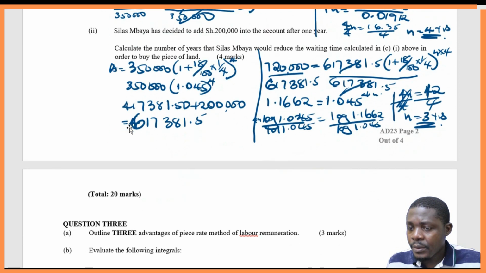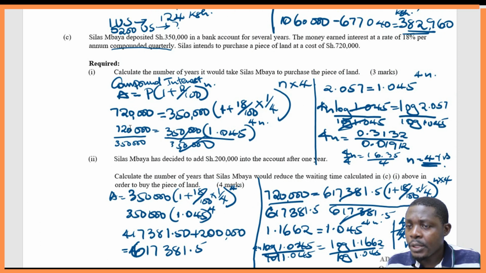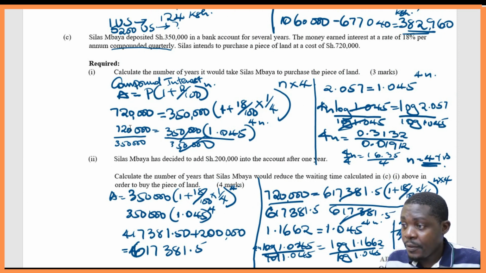That is what is supposed to be done for question number 2, A, B, and C. You do it that way, you get the entire 20 marks.